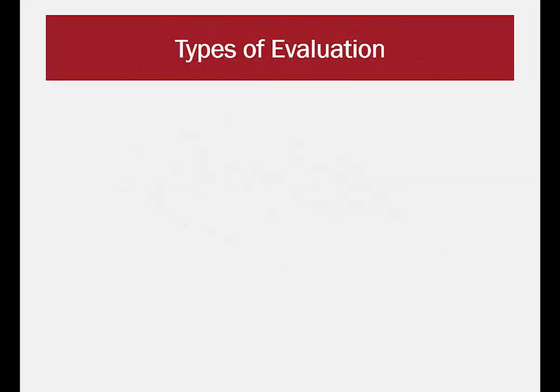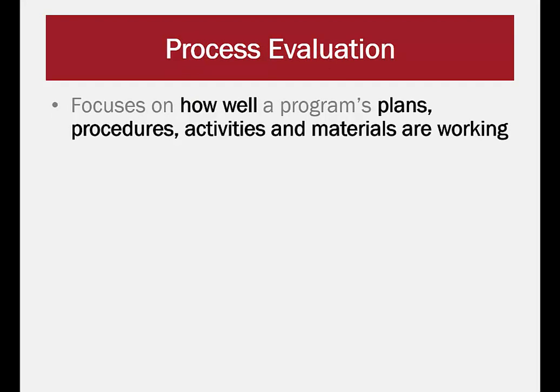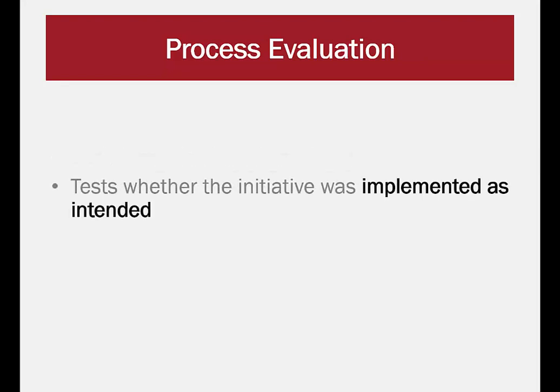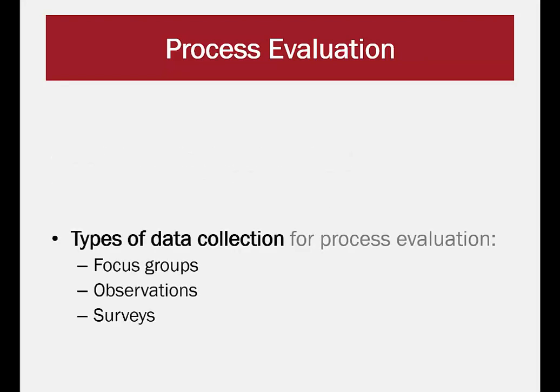The second type of evaluation is process evaluation. Process evaluation focuses on how well a program's plans, procedures, activities, and materials are working. This type of evaluation allows for early identification of problems and tests whether the initiative was implemented as intended. To collect information to conduct a process evaluation, practitioners can use focus groups, observations, and surveys.